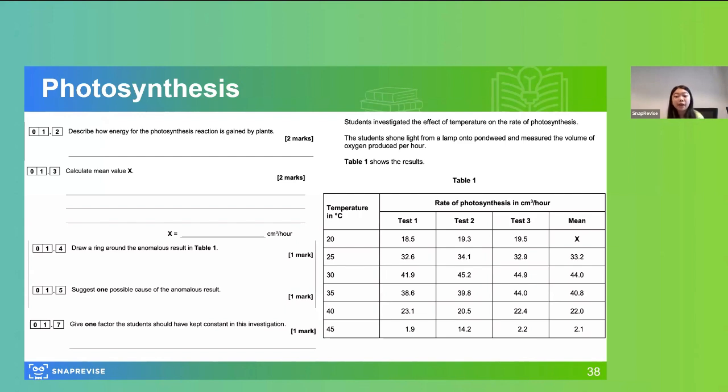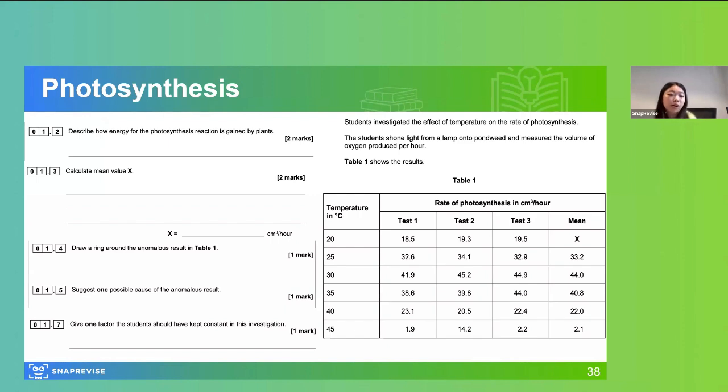Second thing, calculate mean value of X. This is just a math question. Add the 3 values together, divide them by 3. That one I don't really need to explain much. Again, if you're struggling with math questions, do as many as you can, but they should be given marks. They should be really easy marks.